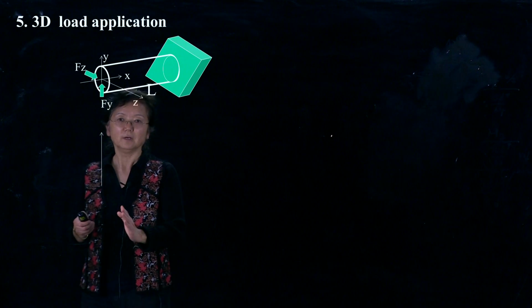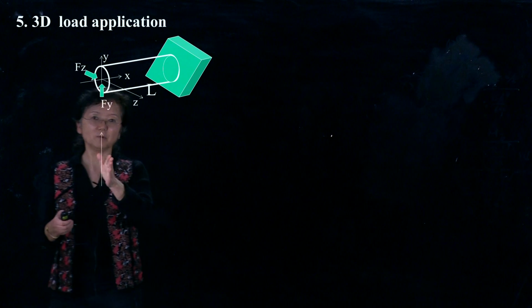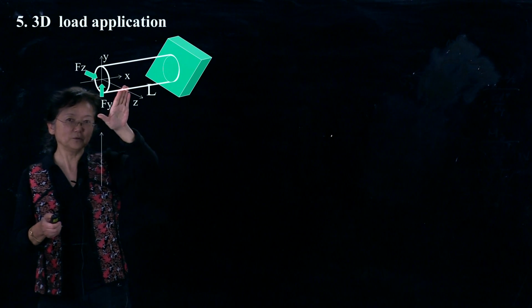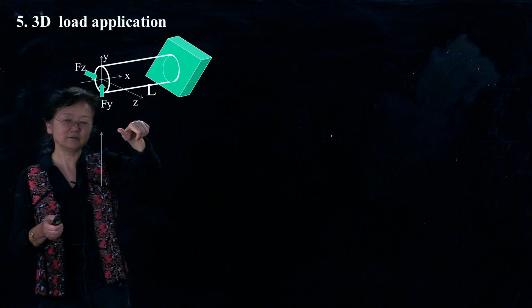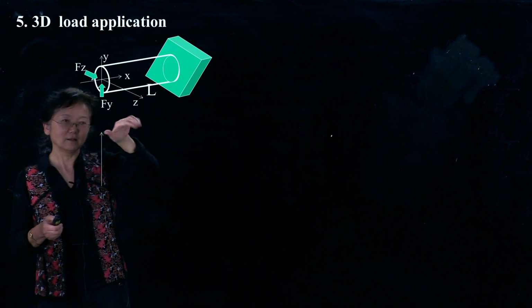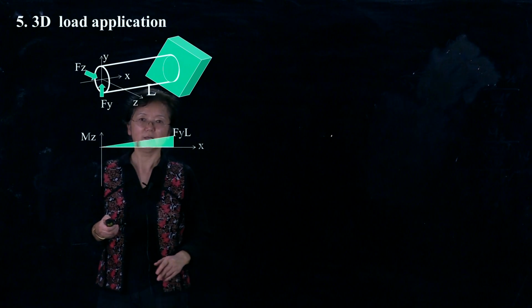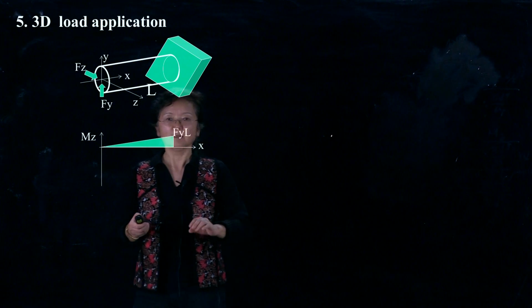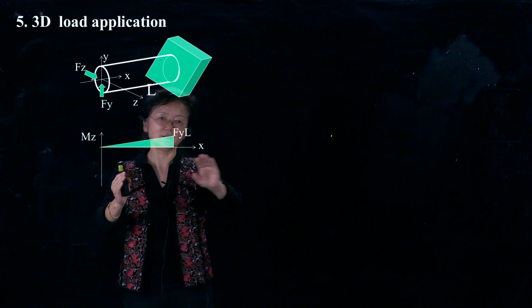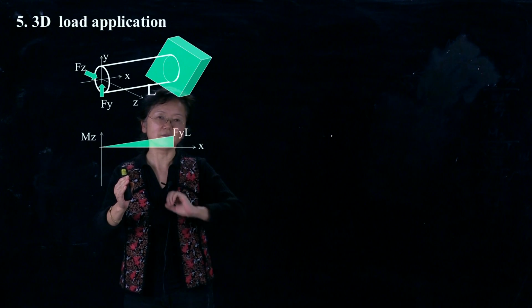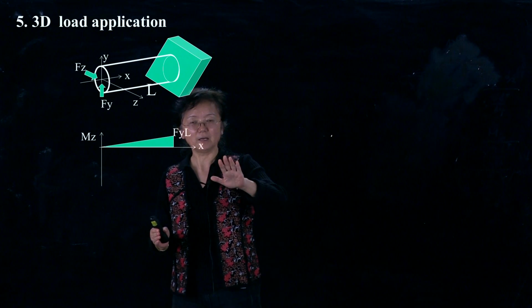For the moment produced by Fy, if we use our way of identifying the moment, the thumb pointing to the z direction, that's why we call this moment Mz. So Fy times x gives us the diagram of this bending moment. It reaches the maximum at the wall end, which is Fy times L.